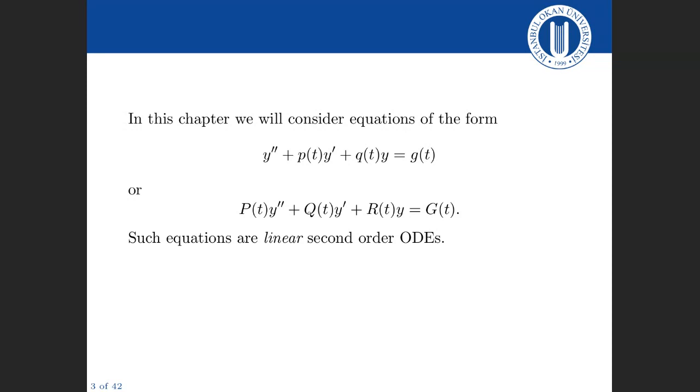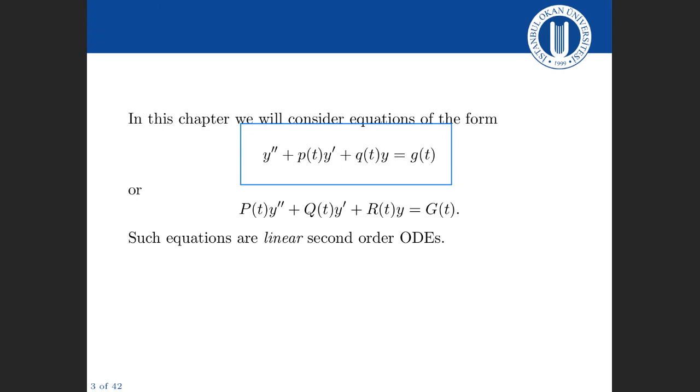We're going to be discussing equations of this form. Either y double prime plus some function of t times y prime plus some function of t times y is some function of t. We have a y prime on its own and a y on its own, and these functions of t can be any function.